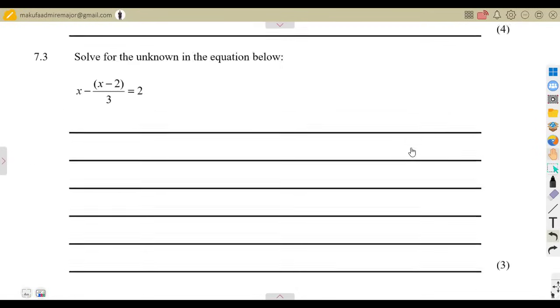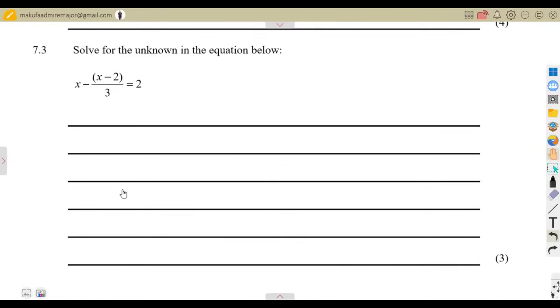7.3, solve for the unknown in the equation below. What is the unknown? The unknown is x. So they are simply asking you to solve for x. X minus 2 in this bracket, everything over 3 must be equal to 2. Solve for x. This is a similar equation as we are used to, where I talked about removing or clearing of the fractions.